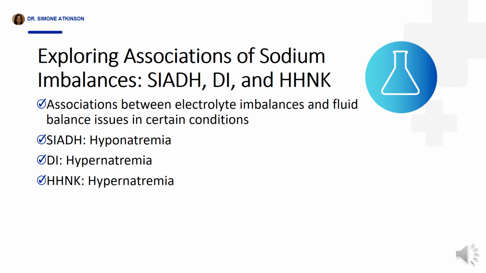Next is diabetes insipidus. With diabetes insipidus, it represents a contrasting picture, because in this condition, insufficient antidiuretic hormone activity will lead to excessive urination and then the profound loss of fluid.